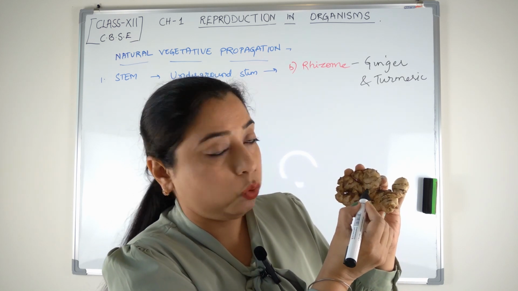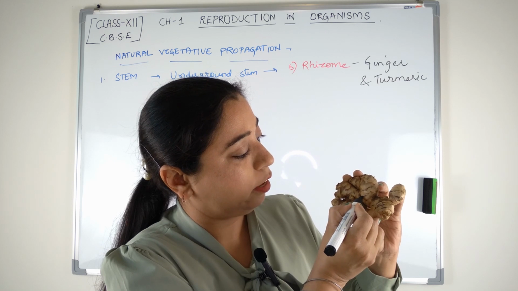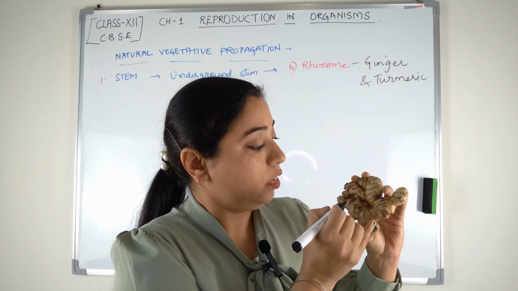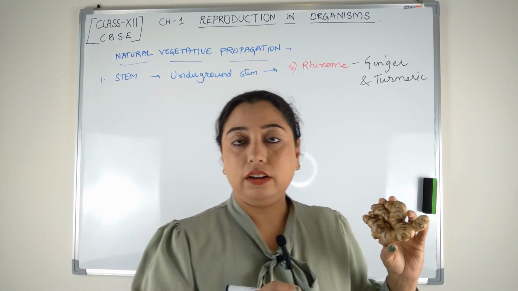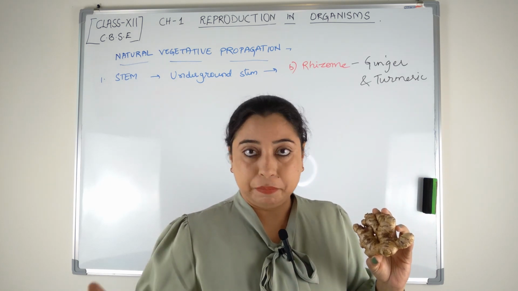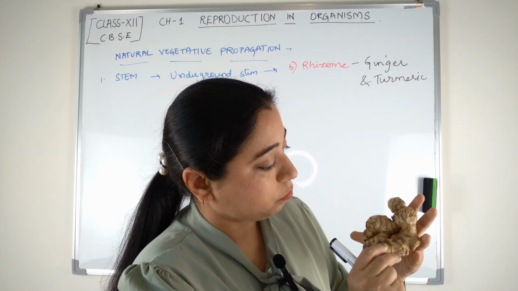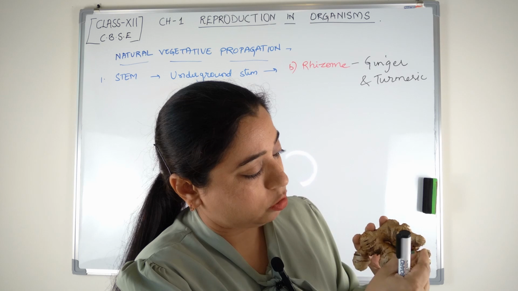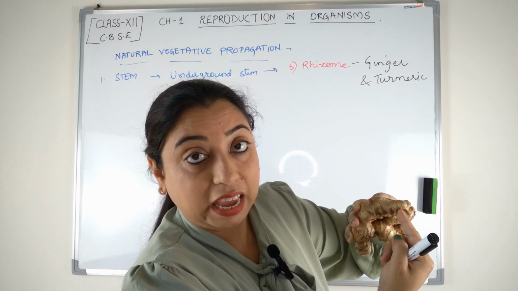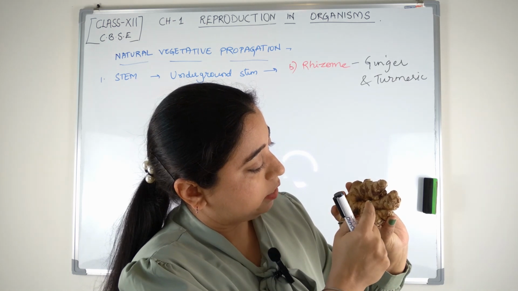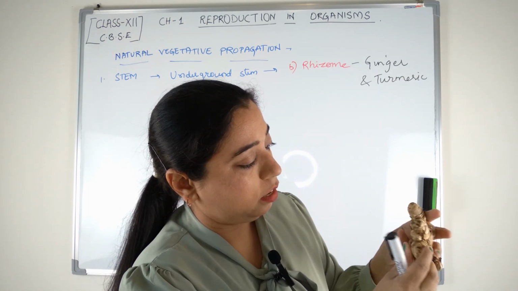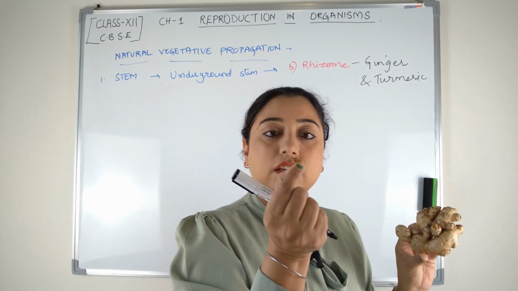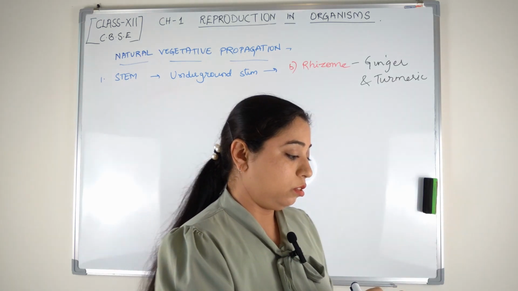And the distance between two nodes, this is one node, this is a second node, the distance between the two nodes is known as the internode. These nodes enclose axillary buds which have a tendency to give rise to a new plant. If you can see these papery structures, these paper-like structures, these are nothing but the scaly leaves. At some places, nodes bear scaly leaves. This is a scaly leaf. Okay.